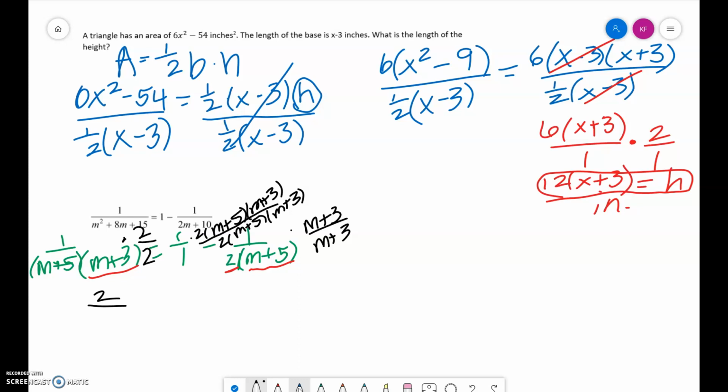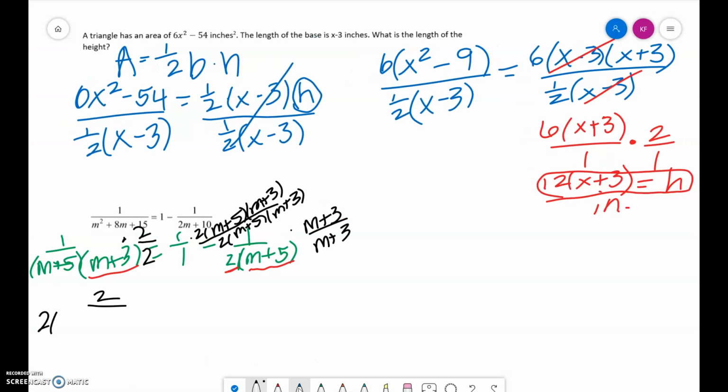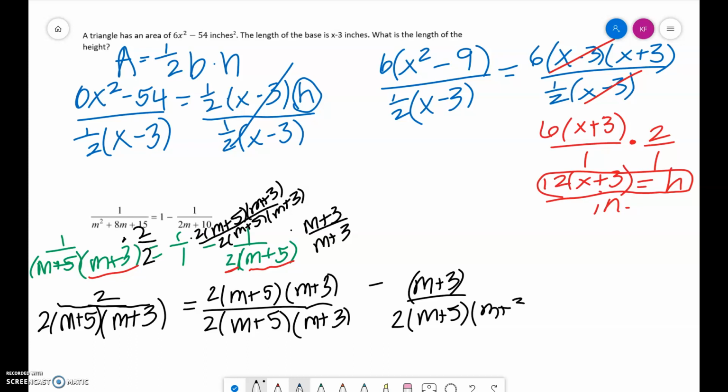We'll get 2 over 2, 2 times m plus 5 times m plus 3 on the left, I'm leaving it in factored form, equals 2 times m plus 5 times m plus 3 over 2 times m plus 5 times m plus 3 on the right, minus m plus 3 over 2 times m plus 5 times m plus 3.